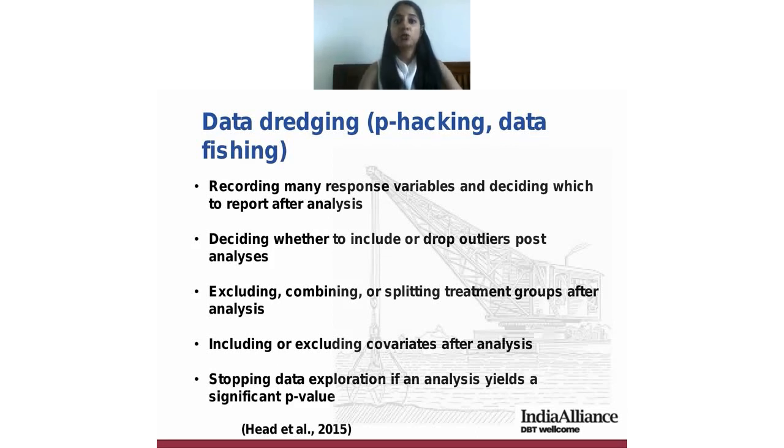So these are the ways where you can go wrong. So please pay attention. So a lot of researchers, what they'll do is they will record many response variables and then pick and choose which to report after analysis. That is wrong. Then deciding whether to include or drop outliers after the analysis. Wrong. Excluding, combining, splitting treatment groups after analysis. Wrong. Excluding or including, again, making any changes to the data or your decisions after the analysis.